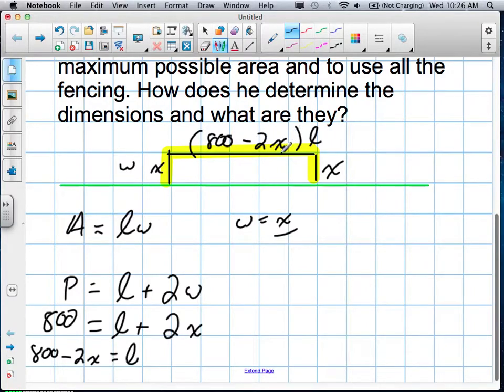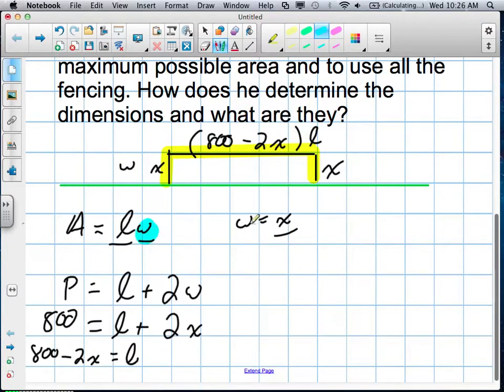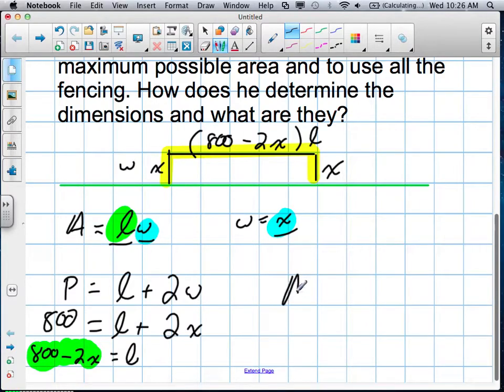Okay, so we used perimeter to find out what the other side of this rectangle is going to be. Which means now, area and width. Our width is x. Our length is 800 minus 2x. Okay, and the goal of this was to maximize our area. So our area formula, which we've now made, is x times 800 minus 2x. Okay. We don't know what the area is going to be, but we do need to maximize this.